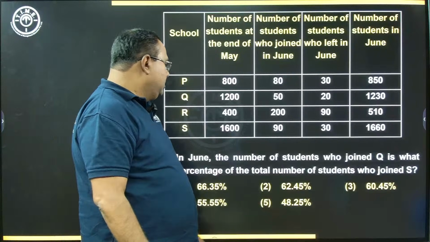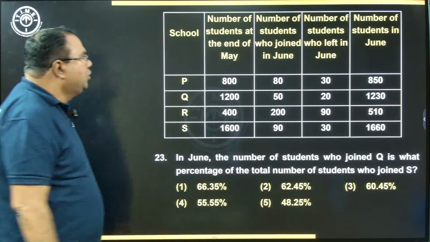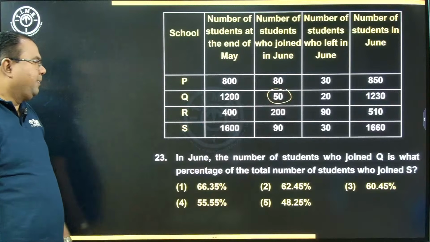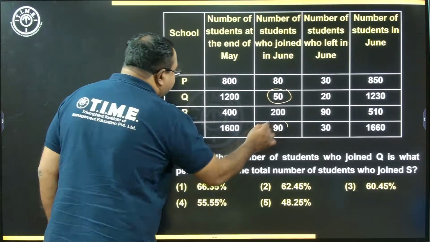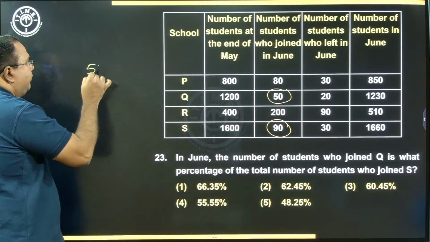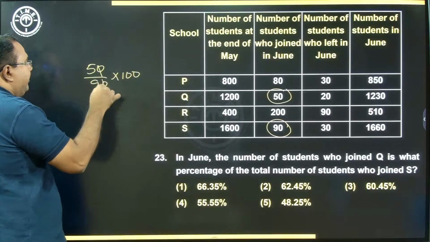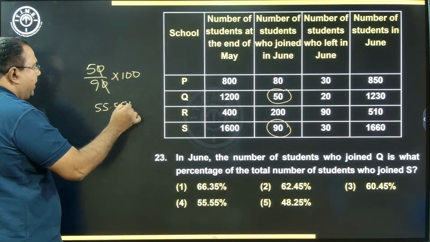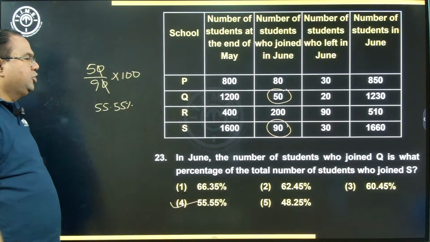In June, how many students joined Q? 50. It is what percentage of the total number of students who joined S? 50 is what percentage of 90? 50 by 90 is nothing but 5 by 9 into 100. If it is 9, the answer will be in 11 multiples. So 55.5 into 11, 55.55%. Choice 4 should be your answer.